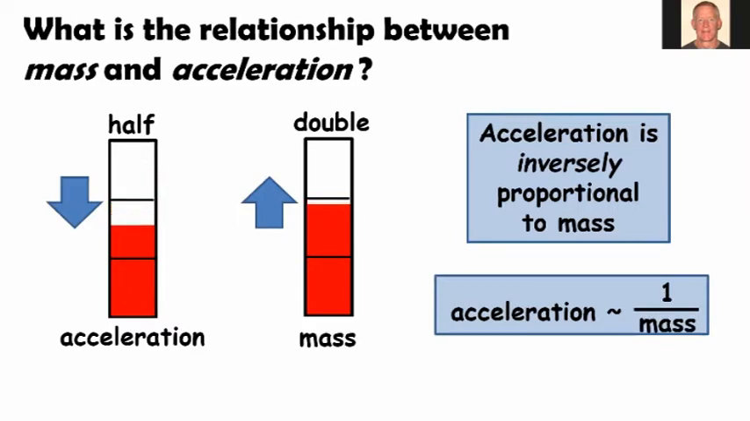And mathematically, here's how we would write that. Now that little tilde mark or squiggly line there is just another way of saying is proportional to. And in a minute, we'll put it into an equation with an actual equal sign. But 1 over the mass tells us that it's inversely proportional. In other words, as the mass gets larger, 1 divided by a larger number gives us a smaller result, a smaller acceleration. All right, let's put it all together.